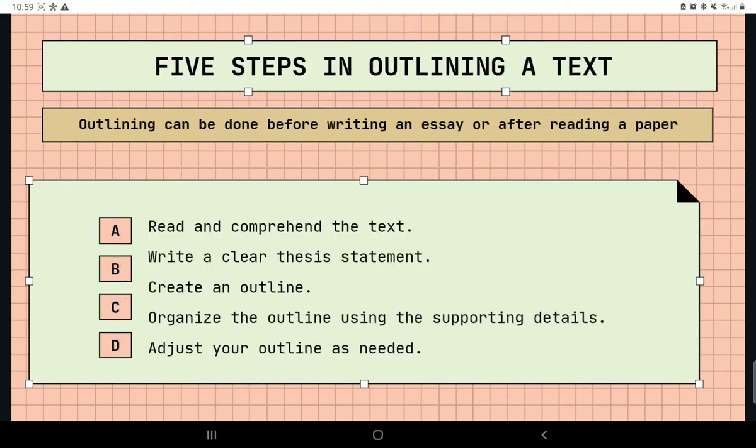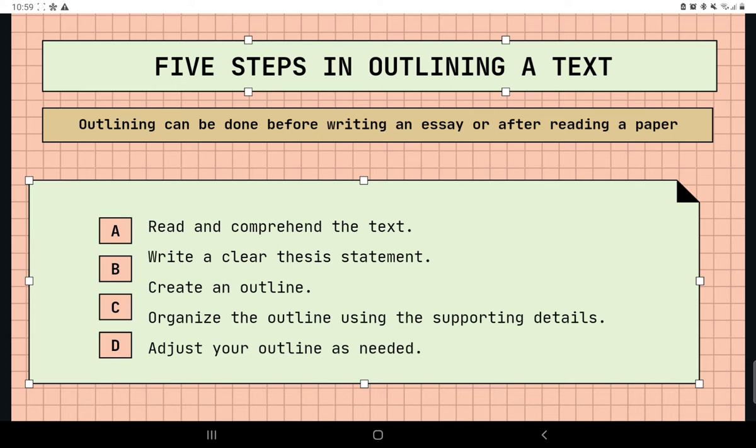Okay, so let's discuss the 5 steps in outlining a text. Outlining can be done before writing an essay or after reading a paper. Yes, this is very true. But most of the time, syempre, bago ka pa rin makagawa ng paper, you still need to outline. Kailangan mo pa rin mag-outline. Kasi nga, that is your way to organize the paper and your thoughts also.